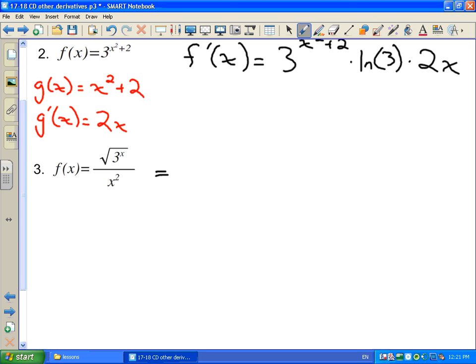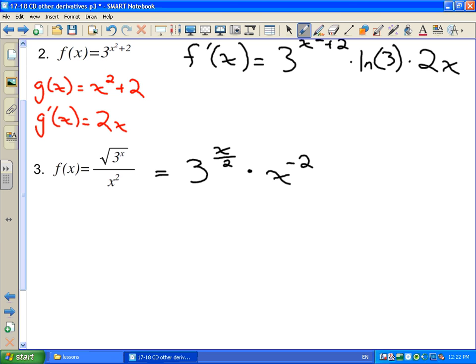We should probably rewrite this one to make it a little bit easier. 3 to the power of x over 2, exactly. 3 to the power of x over 2. So taking that square root, turning it into an exponent 1/2, and combining it with the exponent on the 3. And rather than doing the quotient rule, because we have something divided by something, I'm going to rewrite this so we can use the product rule.